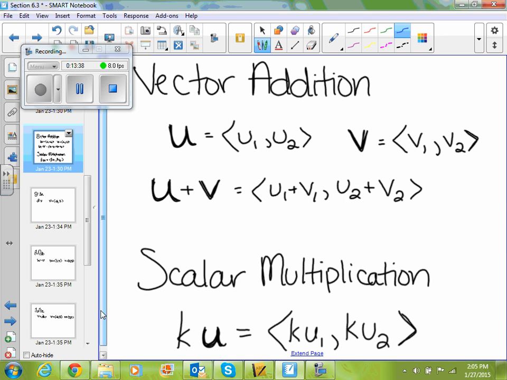For scalar multiplication, that's where you're multiplying by some constant. So like if you were multiplying by the number 2, that would be scalar multiplication, where k is some constant, and you just multiply each of your terms inside your vector by that number. So k u1, k u2.